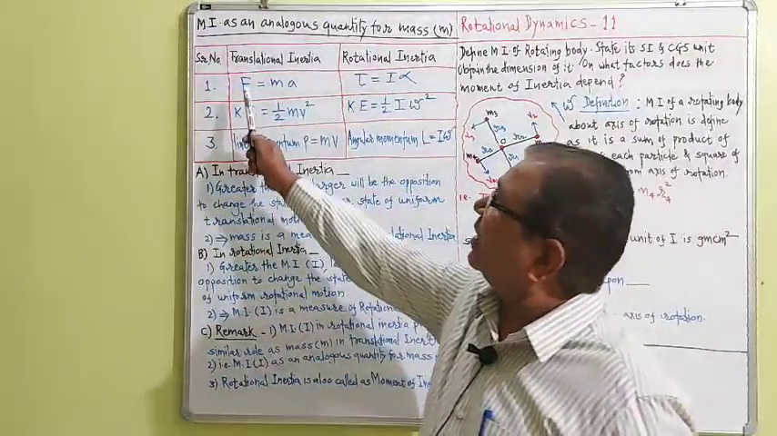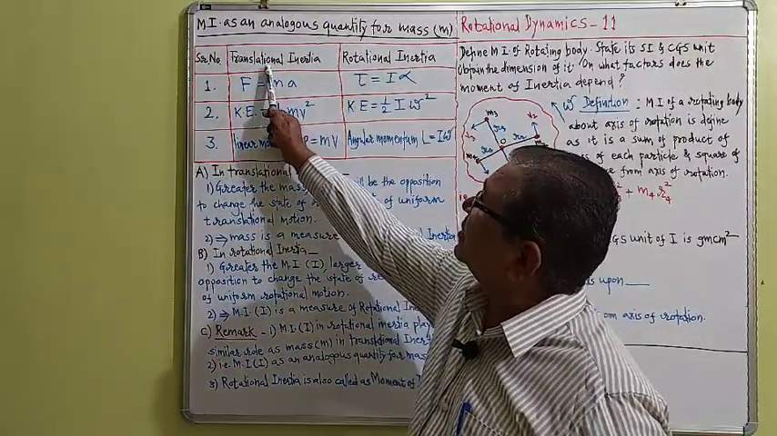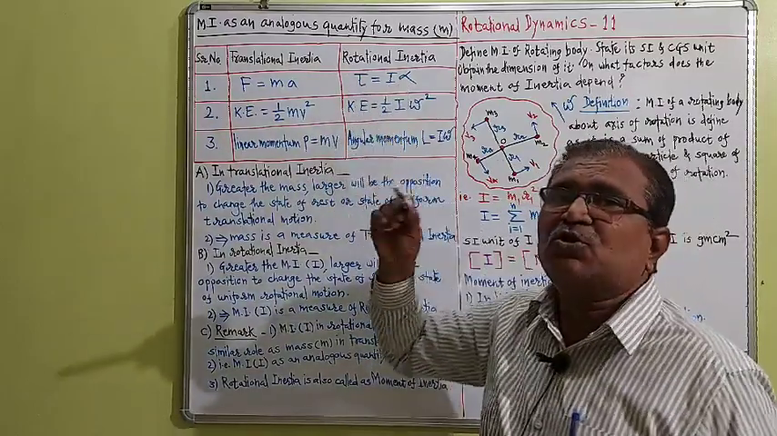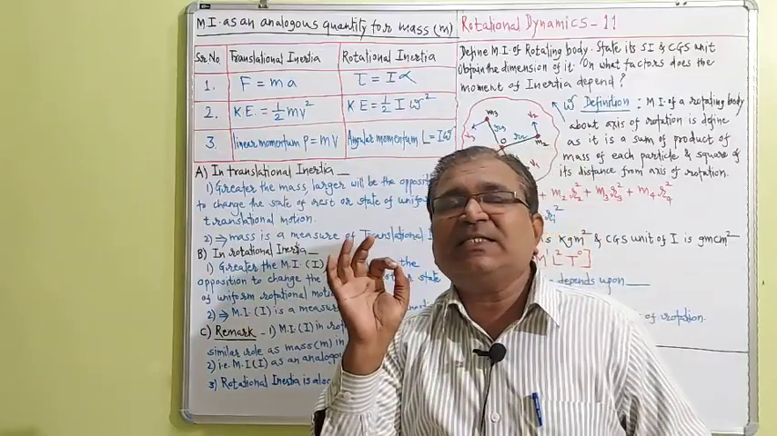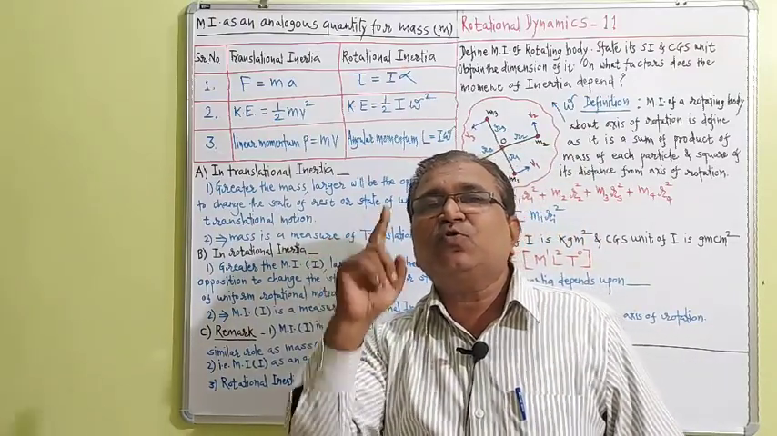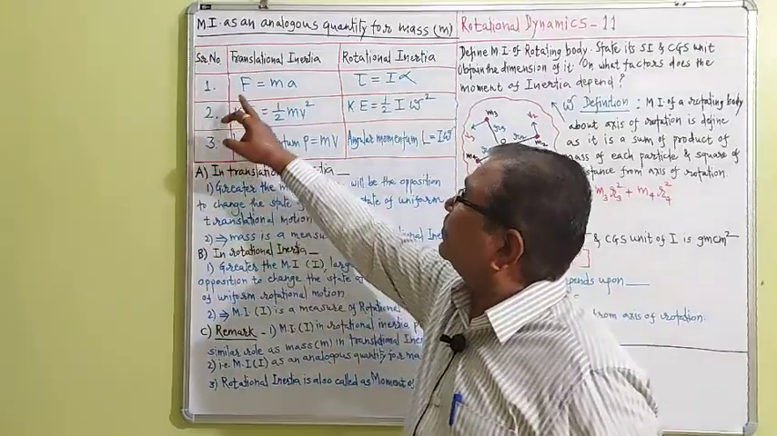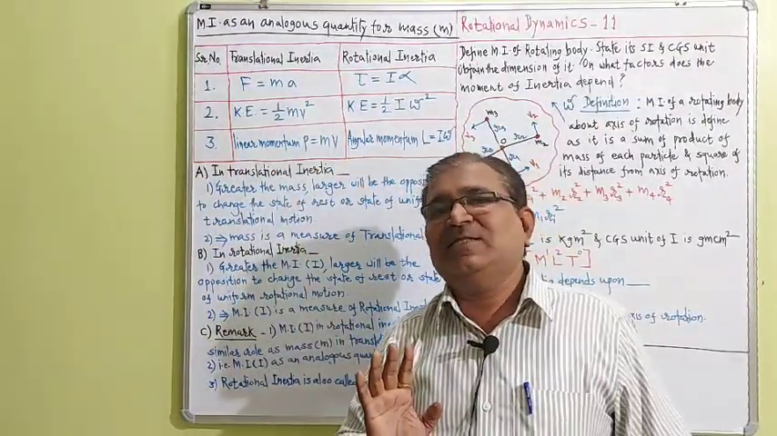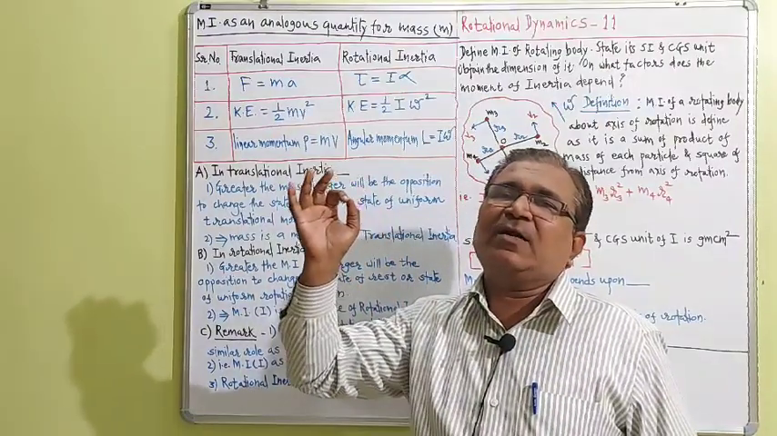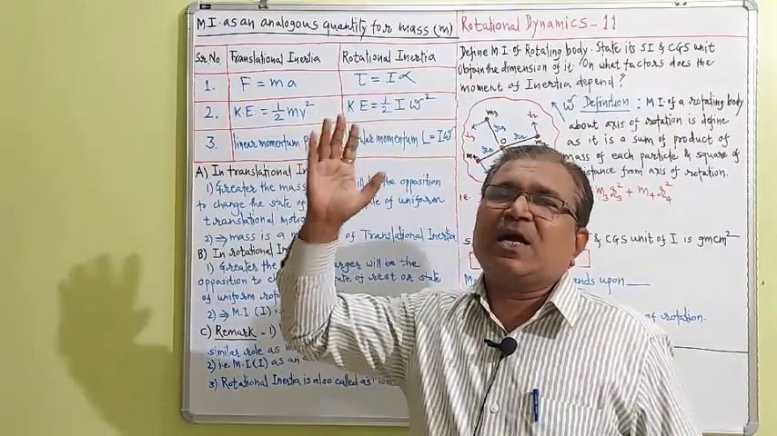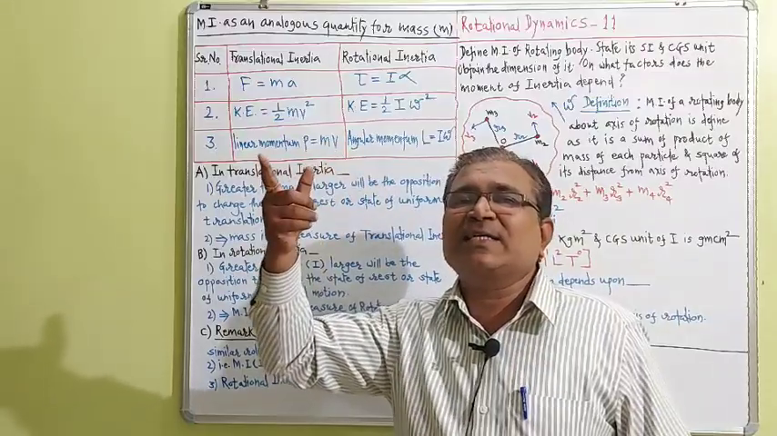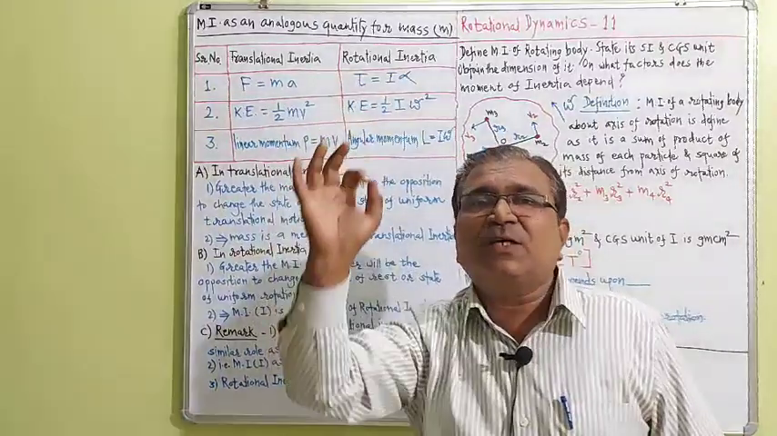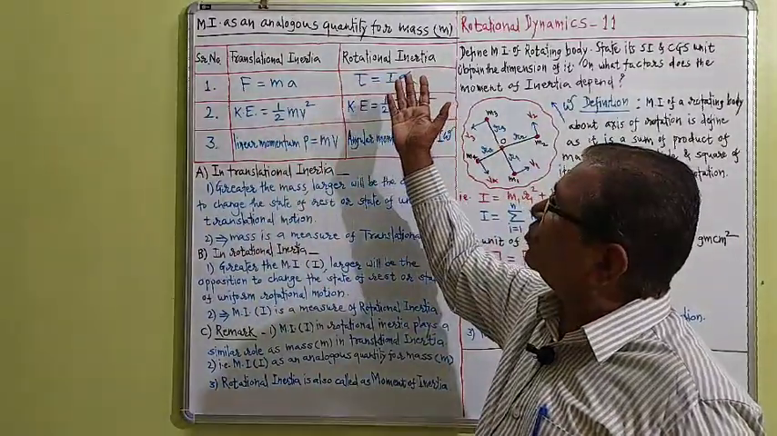The 3 formulae. F is equal to ma, translational inertia. Tau is equal to I alpha, tau, torque. Torque is a type of force to produce rotational motion. This force is to produce translational motion. This is an important thing. Tau is equal to I alpha. I, moment of inertia. Alpha, angular acceleration. a, linear acceleration. m, mass of the body. F is equal to ma. Tau is equal to I alpha.